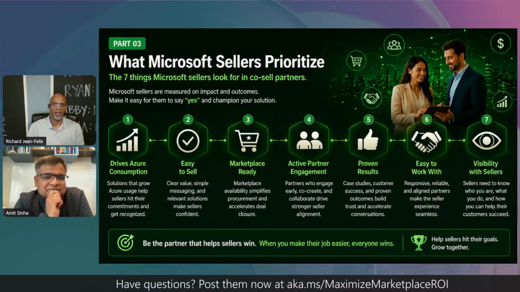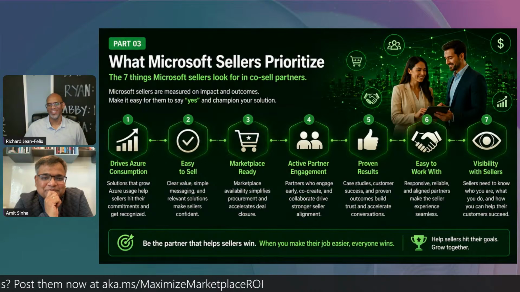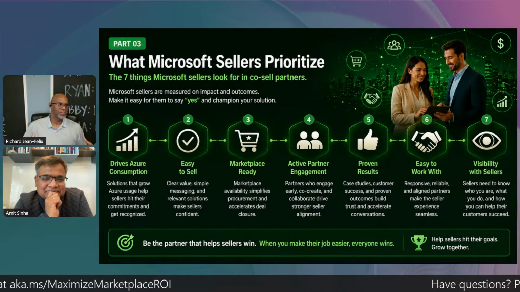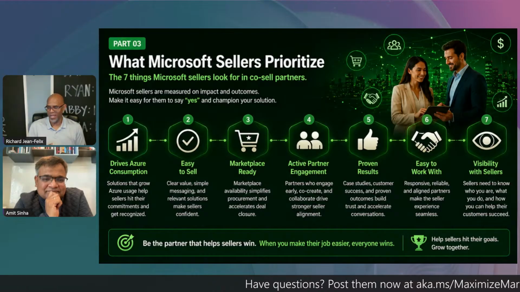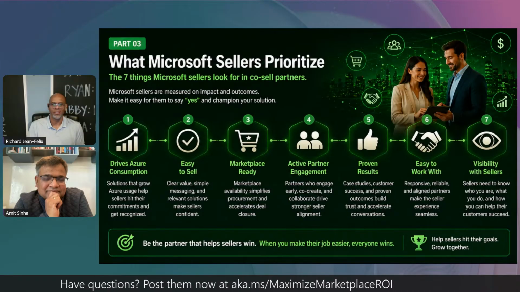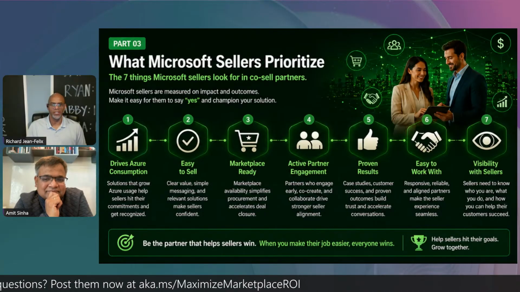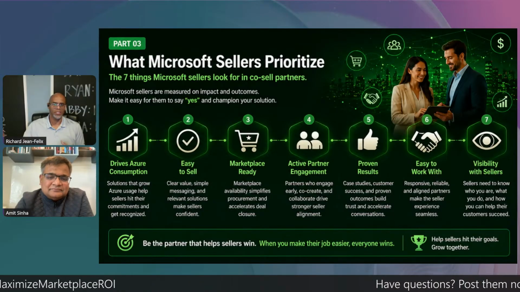Does your solution drive Azure consumption? Now we hear that on every single call. All of our colleagues, all of our partners that are currently watching this right now, if they don't understand, that's how Microsoft sellers are measured. It's all based upon consumption. If you align your value to that, everything else becomes easier.